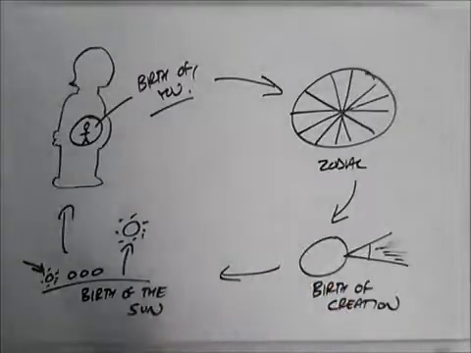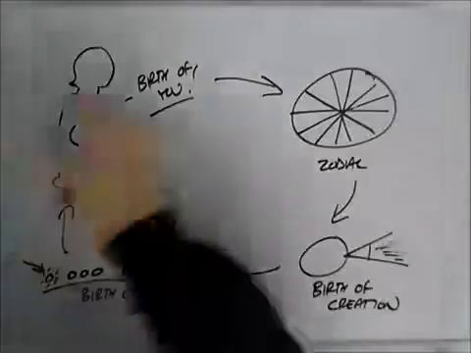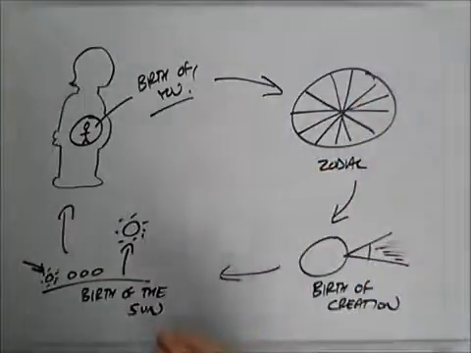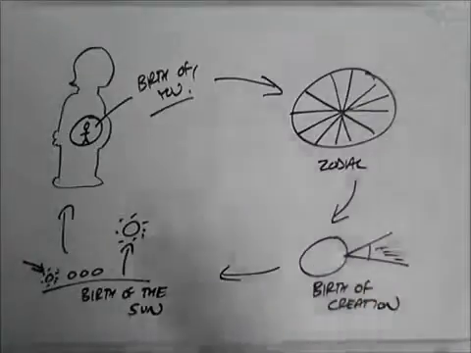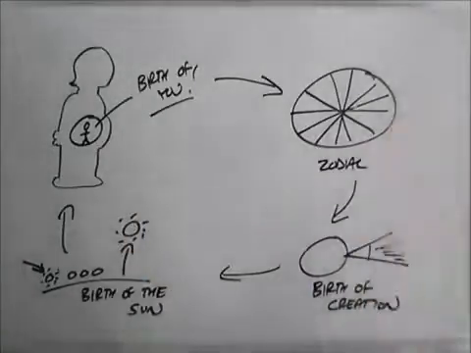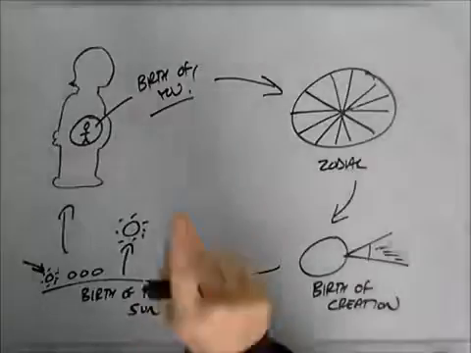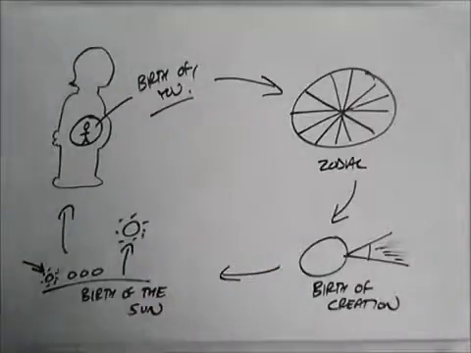And so the whole idea is that we can correspond all of these seemingly different phenomena and realize that they're just reflections of the same process, essentially. So the birth of you, the 12 ages of the zodiac, the birth of creation, and the birth of the sun are all talking about basically one process. We can do this because of the principle of correspondence.